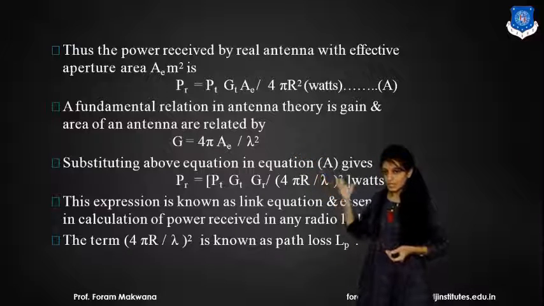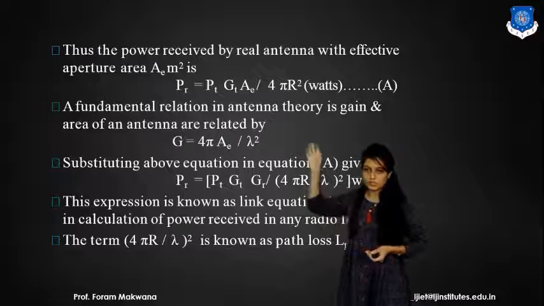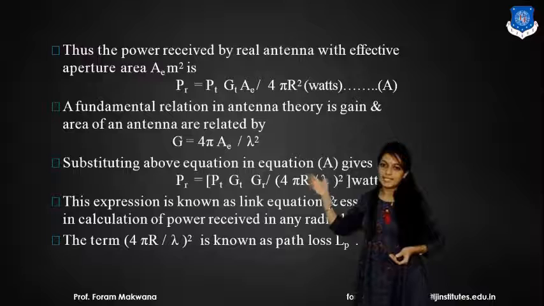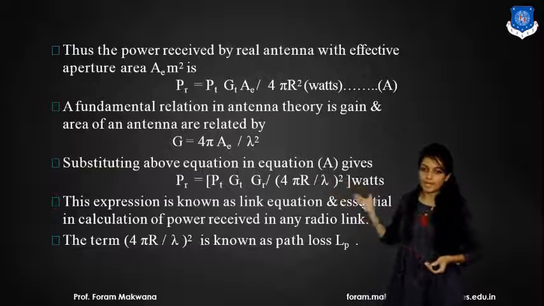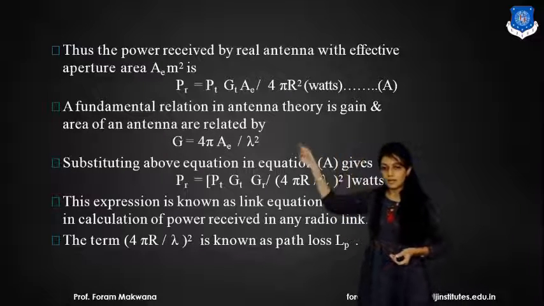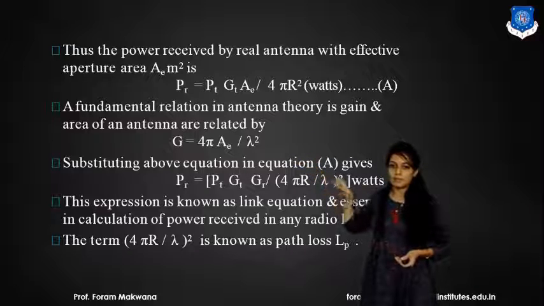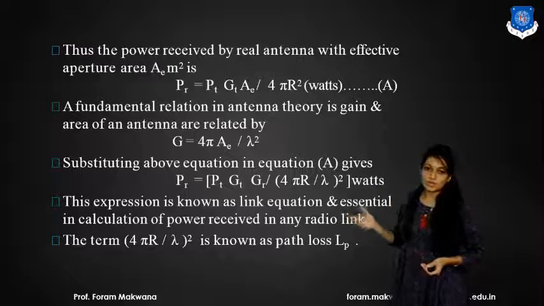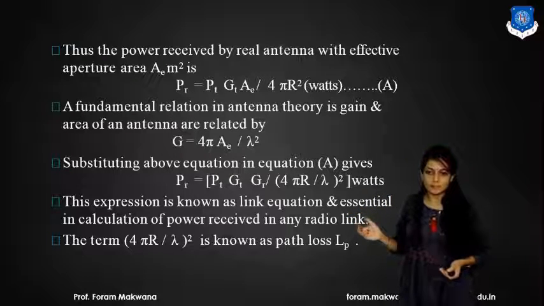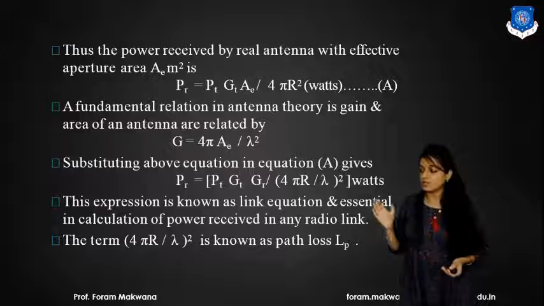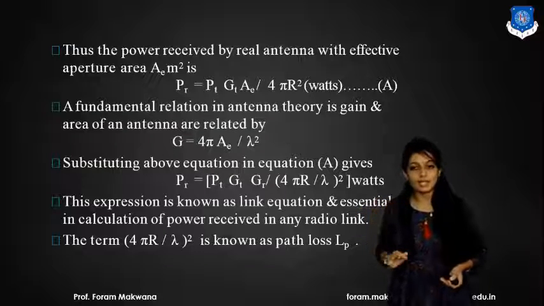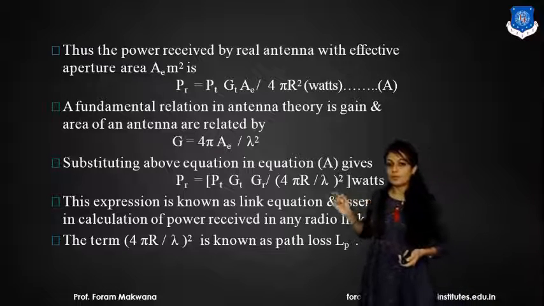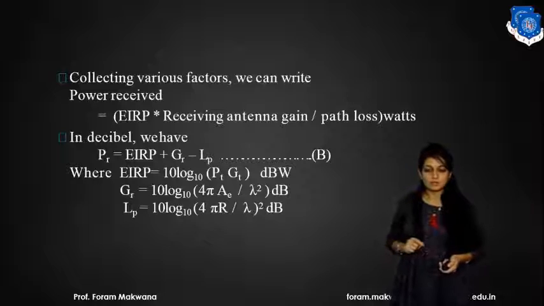So we are going to substitute this above equation, 4 pi AE upon lambda square, into this equation. We will get PT GT GR upon 4 pi R upon lambda whole square, that is in watts. This expression is known as the Friis equation, which is essential in the calculation of received power with any kind of radio link. This term, 4 pi R upon lambda whole square, is known as the path loss.